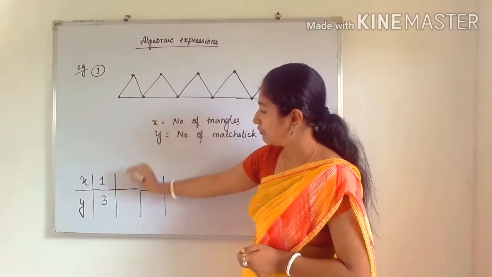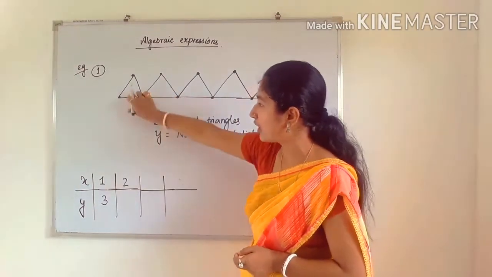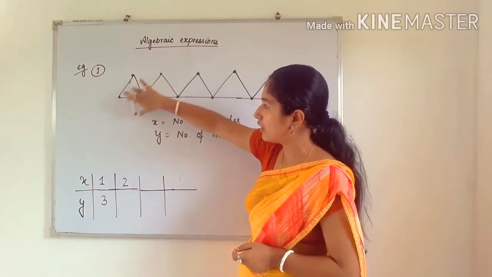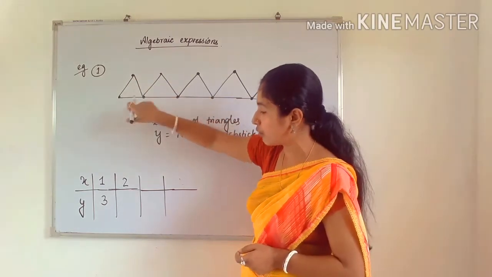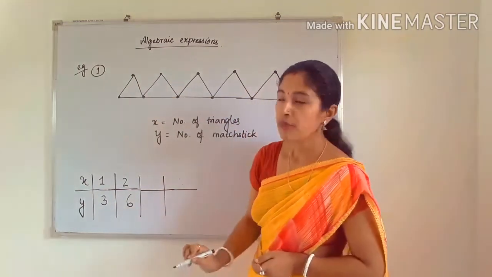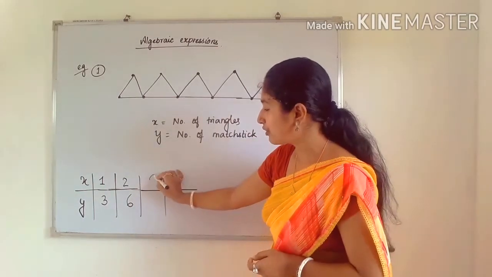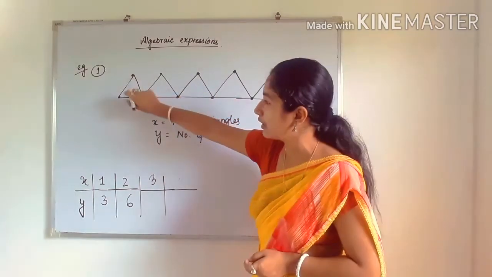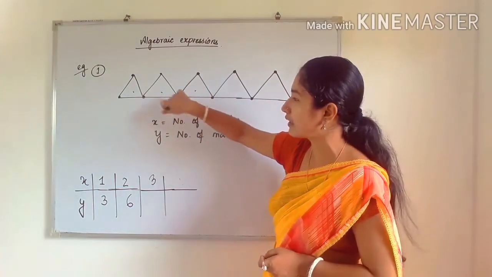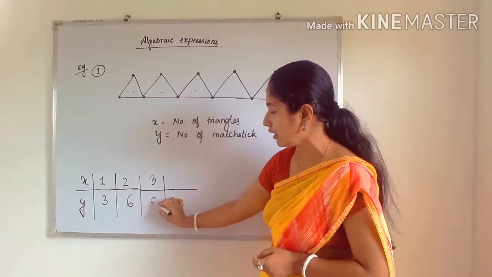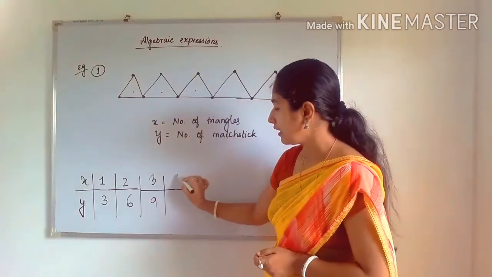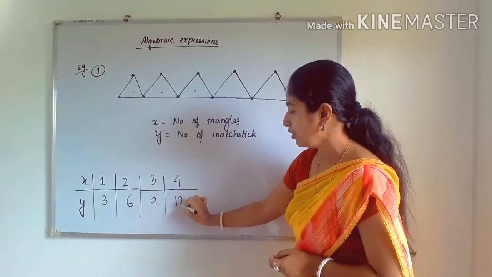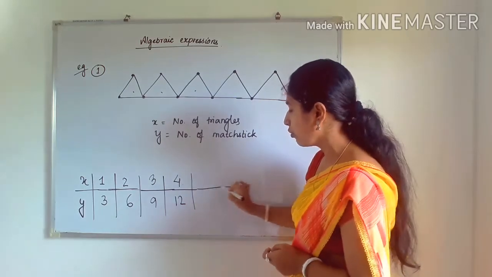Similarly, if the number of triangles is 2, that means 1, 2, so we have to see only these 2 triangles. In these 2 triangles, the total number of matchsticks required will be 6. Similarly, if I write 3, that means the total number of triangles is 3 now. So 1, 2, 3. Now see, in these 3 triangles the total number of matchsticks will be 9. Similarly, if I write 4 triangles, then the number of matchsticks will be 12. So like this the pattern will go on.